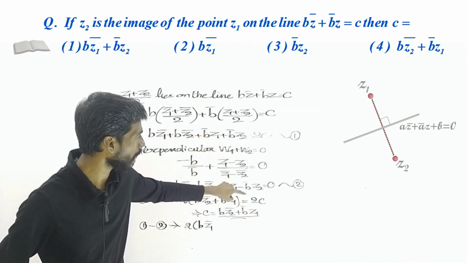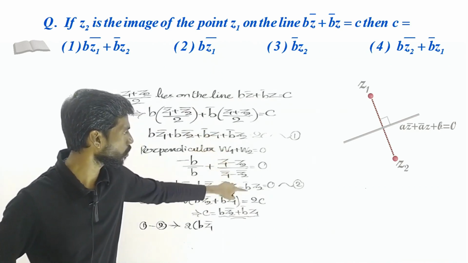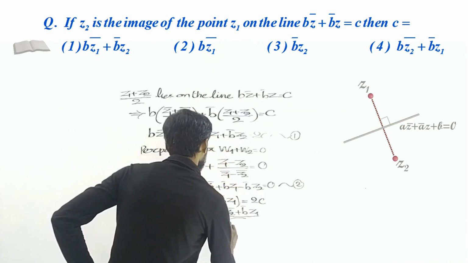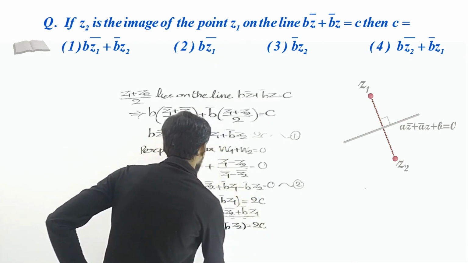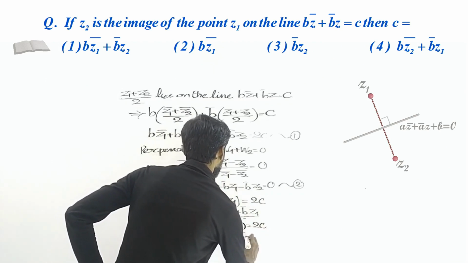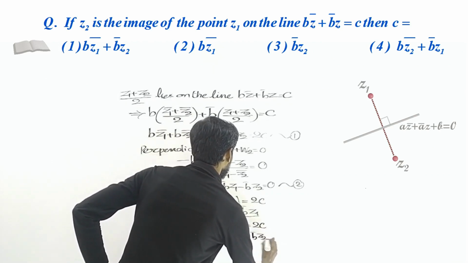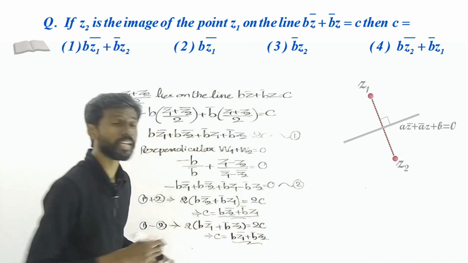So these two terms added up, right? So b bar z2, plus b bar z2, so that equals 2c. So that implies c here equals b z1 bar plus b bar z2. Okay, so this can also be taken as the value of c.